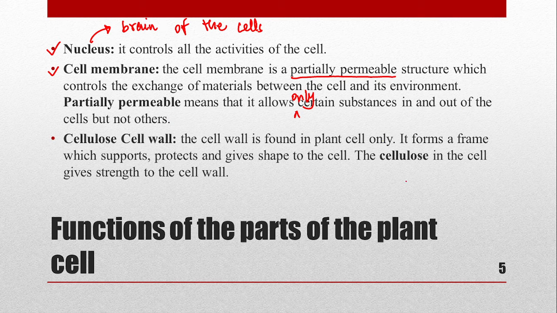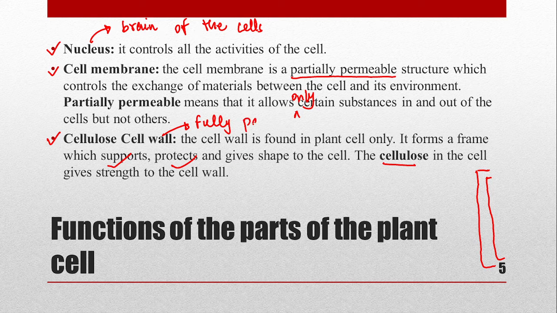Let me give an example, like a diagram. Okay, let's say this is our cell, with our cell wall and cell membrane. Okay, partially permeable, we looked at that. So we have the cell wall. The cell wall is found in plants only. It forms a frame which supports, protects, and gives shape to the cell. The cellulose in the cell gives strength to the cell wall. Looks like I didn't add this, but the cell wall is fully permeable, which means it allows all substances in and out of the cell.